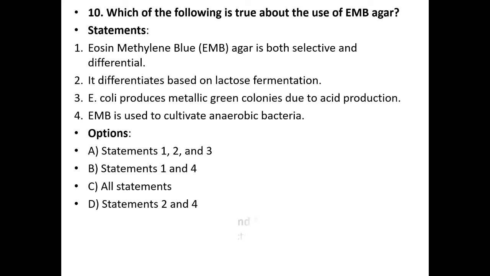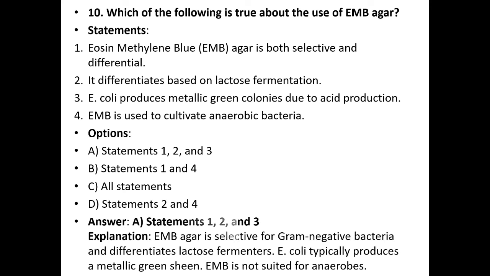Which is the correct answer here? Your answer is A, statements 1, 2 and 3. EMB agar is selective for gram-negative bacteria and differentiates lactose fermenters. E. coli typically produces a metallic green sheen, and EMB is not suited for anaerobes.